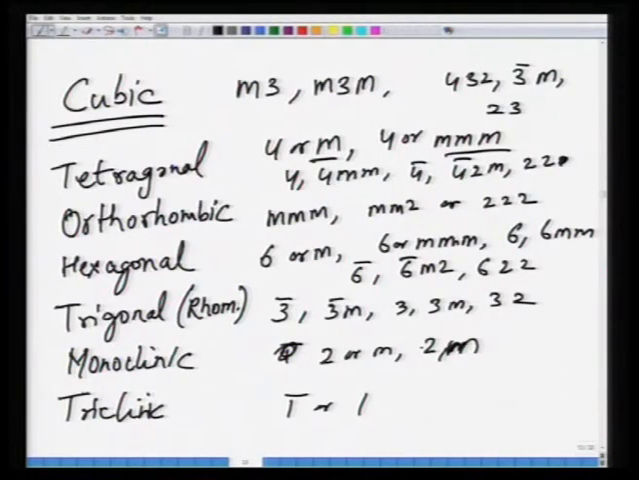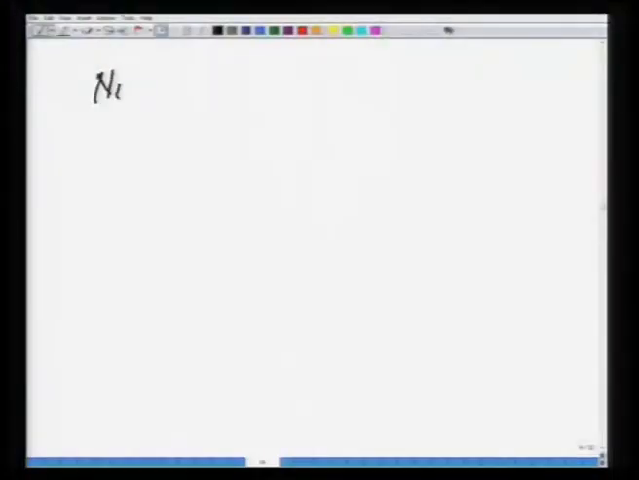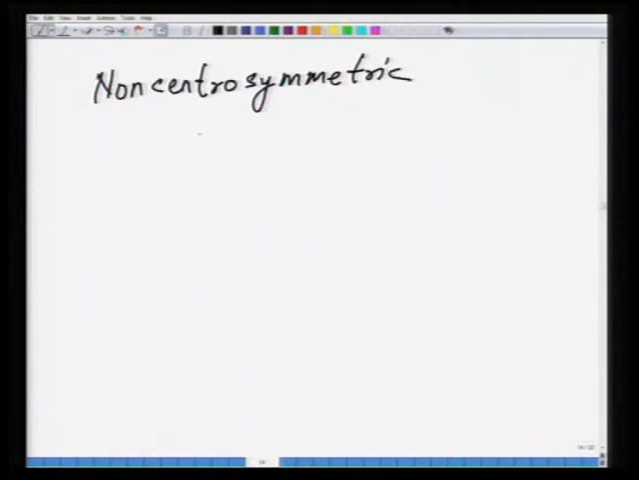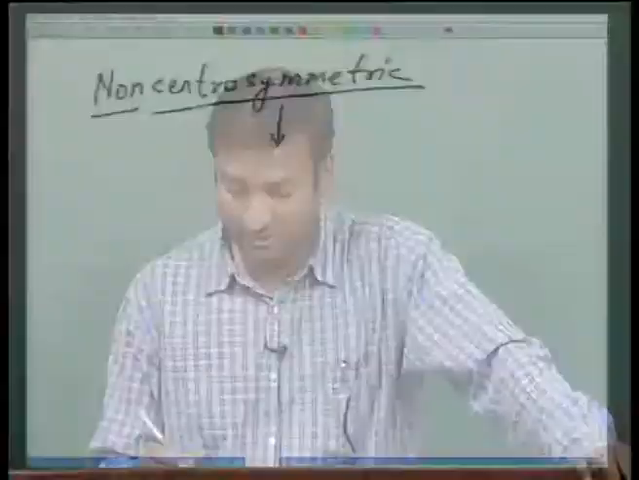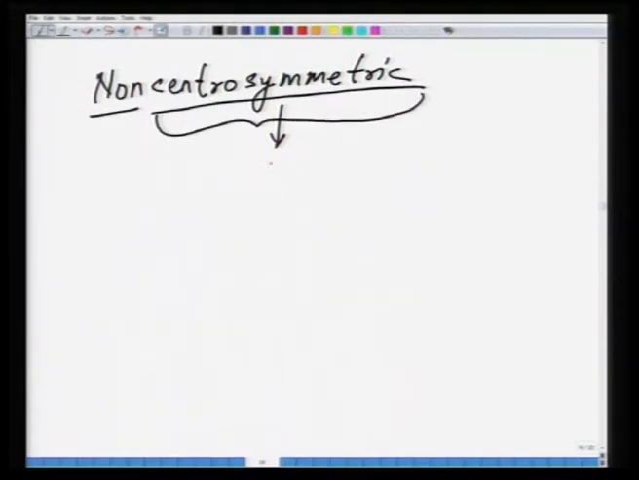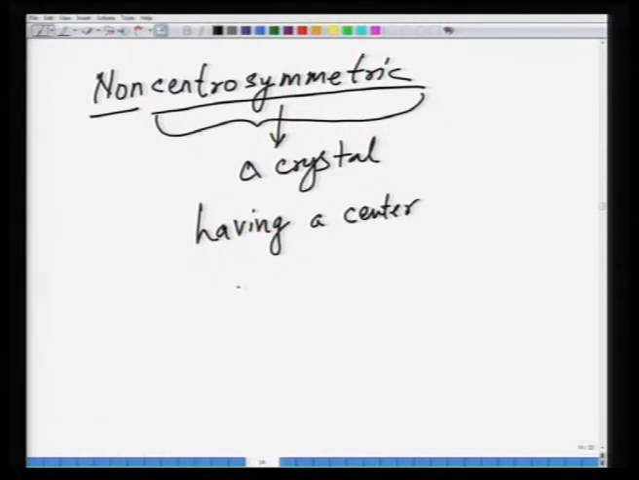Now, further these symmetry elements for each crystal system can be defined on the basis of whether the material is centrosymmetric or noncentrosymmetric. So, the question is, what is noncentrosymmetric or centrosymmetric? Centrosymmetric means a crystal having a center of symmetry.